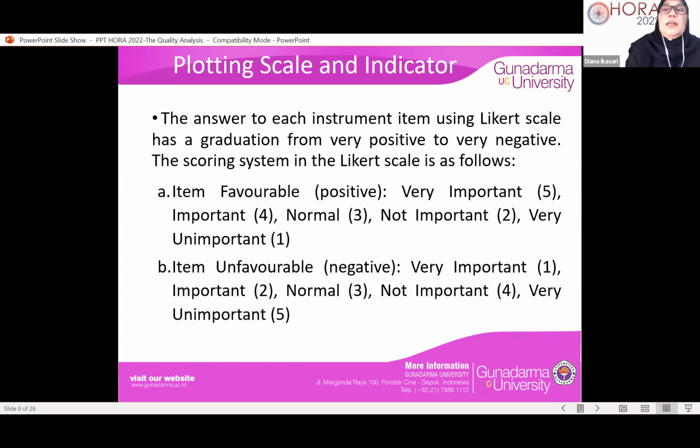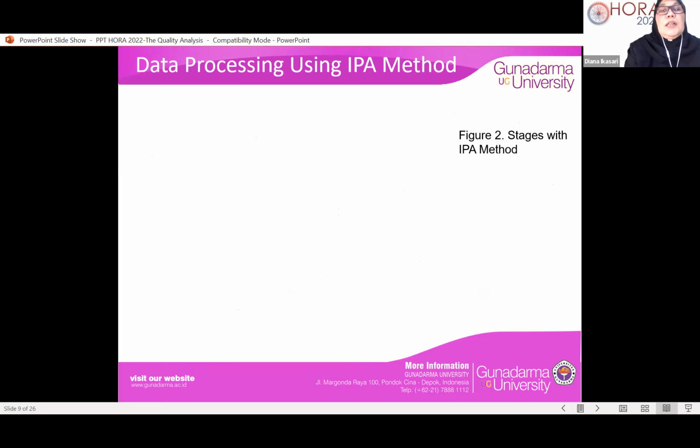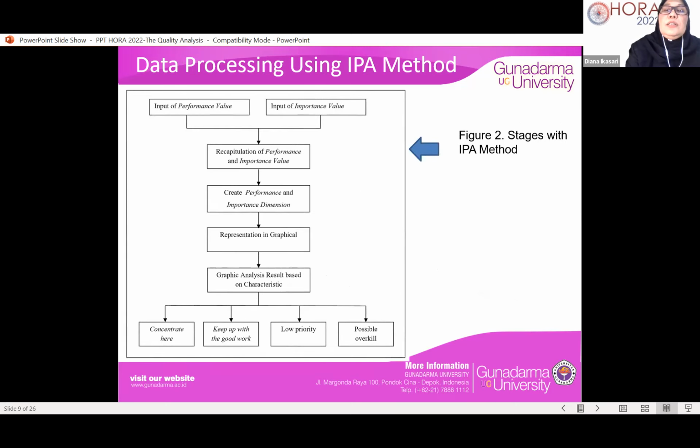We are using a Likert scale here. We divide the items into sections: favorable or positive items with the scale from very important to not important, and then unfavorable or negative items, from very important to very unimportant. Okay, and then continue with data processing using the IPA method, shown in figure 2.